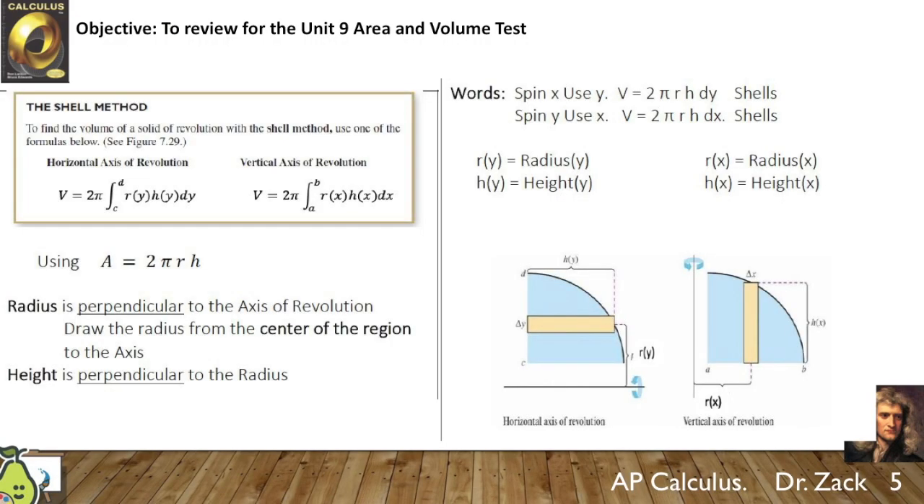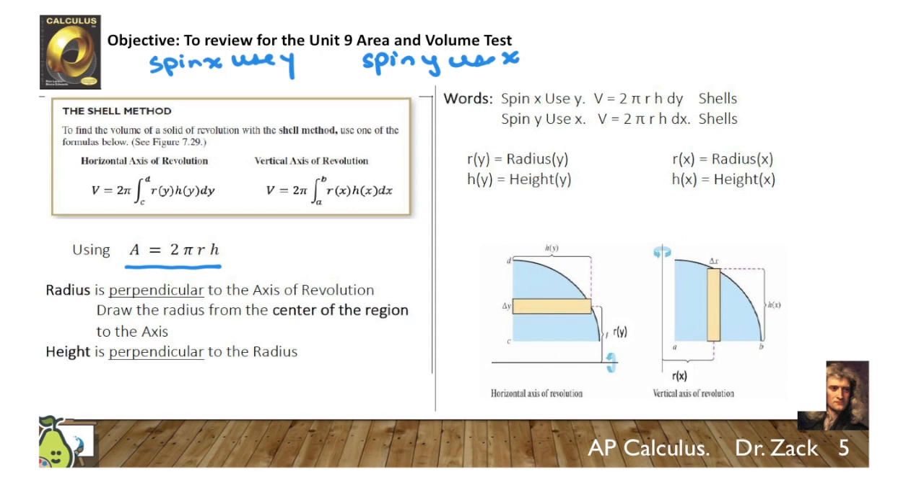All right, some reminders for the shell method. Remember, when you're working with the shell method, you want to use words such as spin x, use y, or spin y, use x. Also, you want to make certain that you're using the area formula, 2 pi RH, in order to write your expressions. So the shell method will be on your next test.